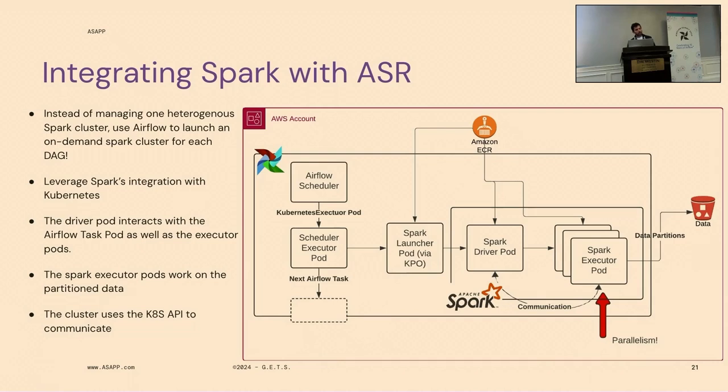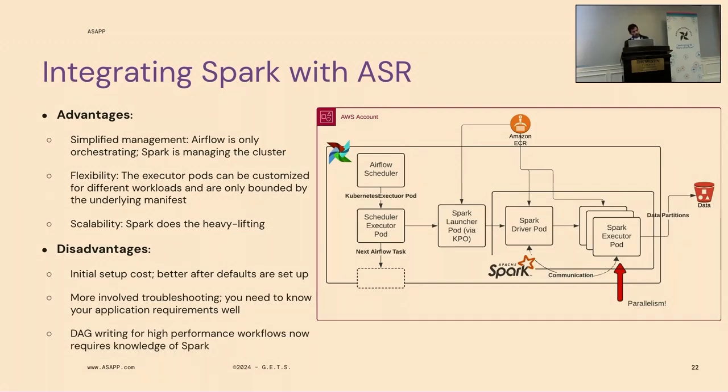So instead of managing one heterogeneous workload Spark cluster, we use Airflow tasks to launch a tiny Spark cluster on demand for each DAG or for each task in a DAG. So we leverage Spark's integration with Kubernetes and Airflow's integration with Kubernetes to do that. Airflow's KPO task launches a Spark driver pod. The Spark driver pod launches its executor pods, and the executor pods are doing the partitioning and processing of the data. The only thing the KPO is trying to do is orchestrating the driver. So the driver is the one talking to Airflow and the executors, whereas the KPO is only talking to the driver. The executors are unaware of all of this communication. And the way they talk to each other is Spark using K8s APIs to manage that.